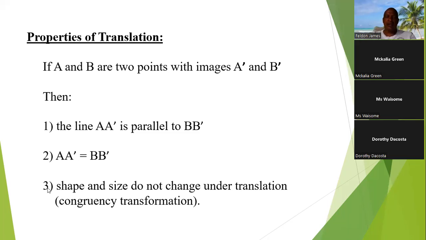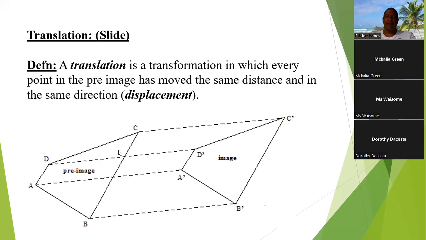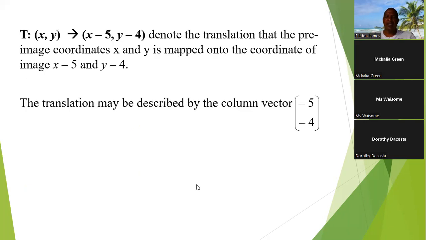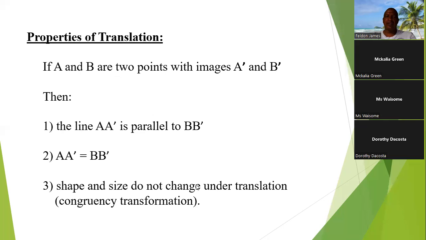So the third property now is that the shape and size do not change on the translation. So as you notice from what we have here, the shape of the pre-image does not change when you slide it around. So the size of it does not change and the shape of it does not change. So that's what the third point is saying. All right. Is that clear, guys?